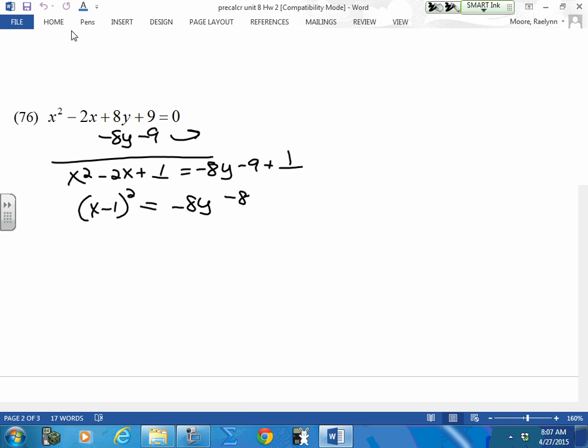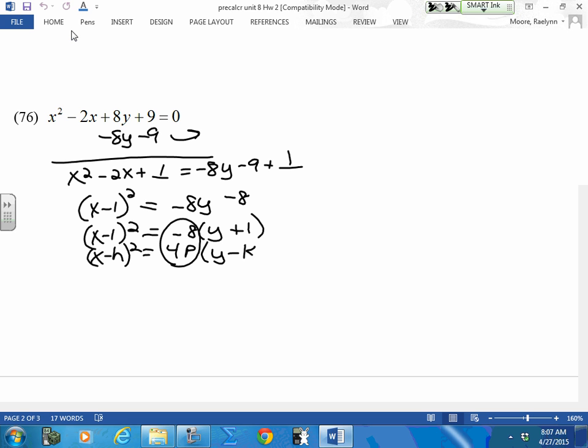Next step. Carlos, what's my next step? Factor out this. Okay. +1. Good. Alright, this is equal to 4p. If it helps you, set this up underneath it. The h always goes with the x, no matter what side of the equal sign it's on. So -8 is equal to 4p. And that shows us it opens down.